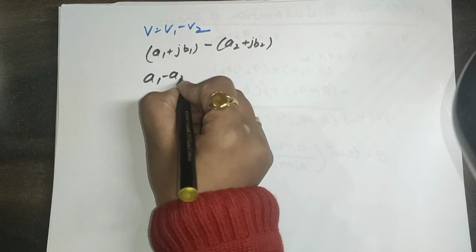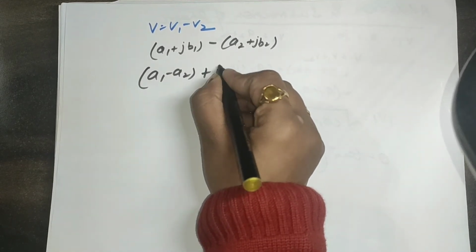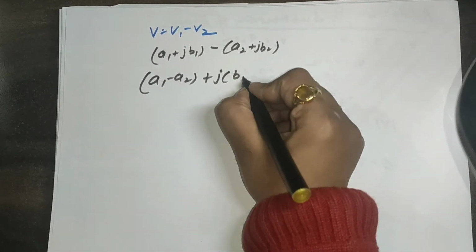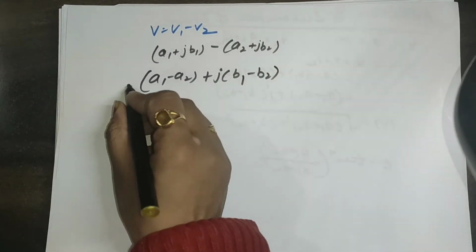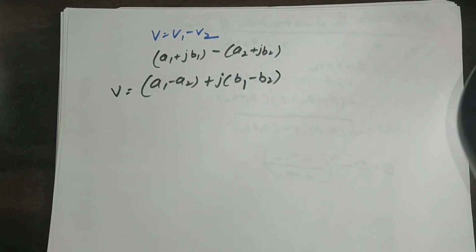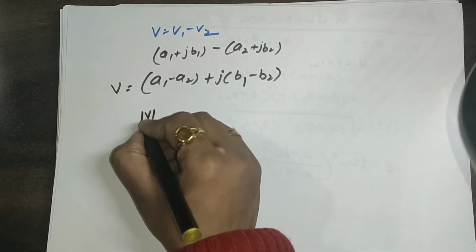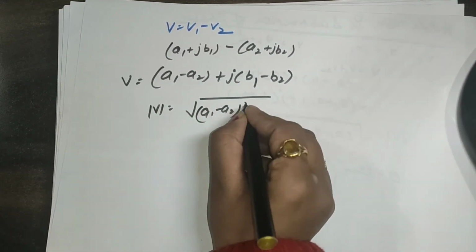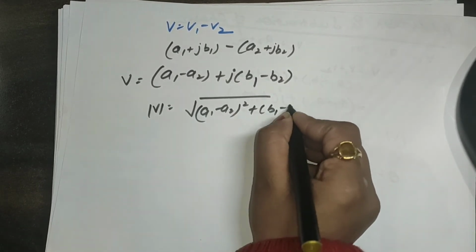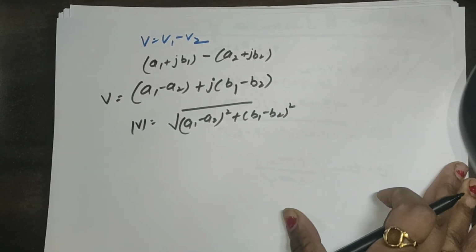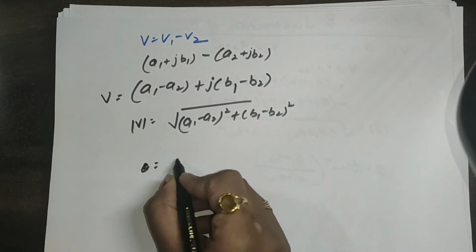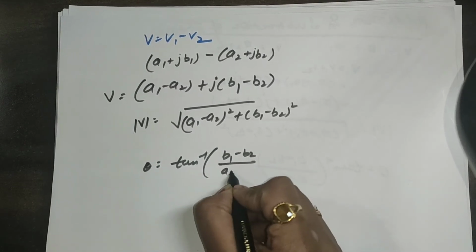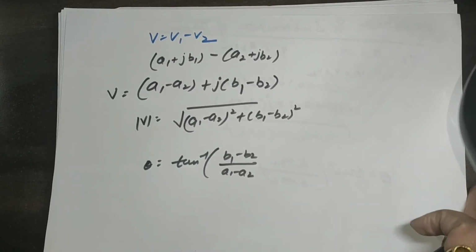Here A1 minus A2 plus j times B1 minus B2. Okay, so this is your V. Now if you want the magnitude of this, that will be under root of A1 minus A2 whole square plus B1 minus B2 whole square. Now if you want the angle theta, that will be tan inverse of B1 minus B2 upon A1 minus A2. This will be your angle.